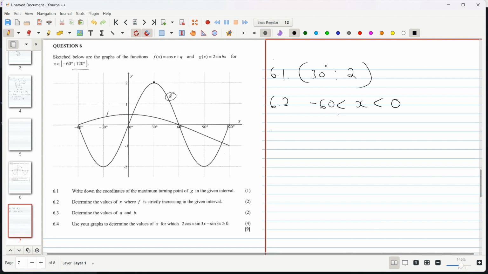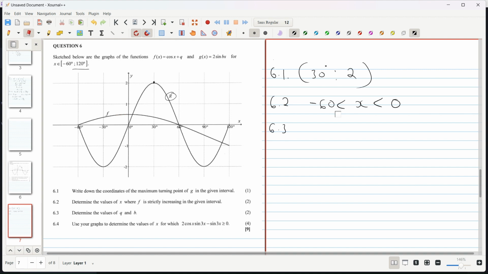And then 6.3, they ask us to determine the values for q and b. If we start with q, q is on our f graph. We can see our f graph.